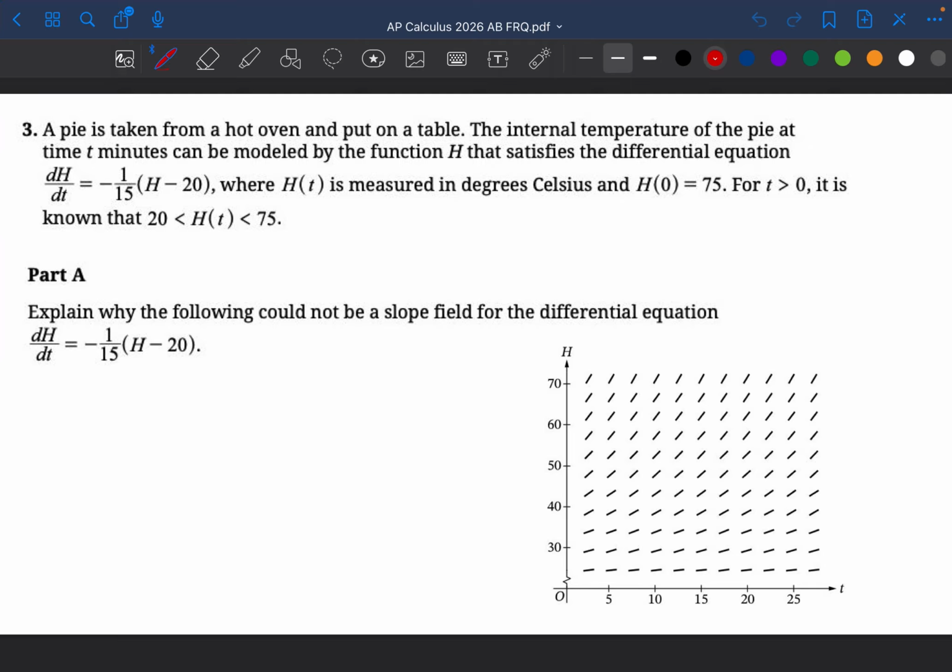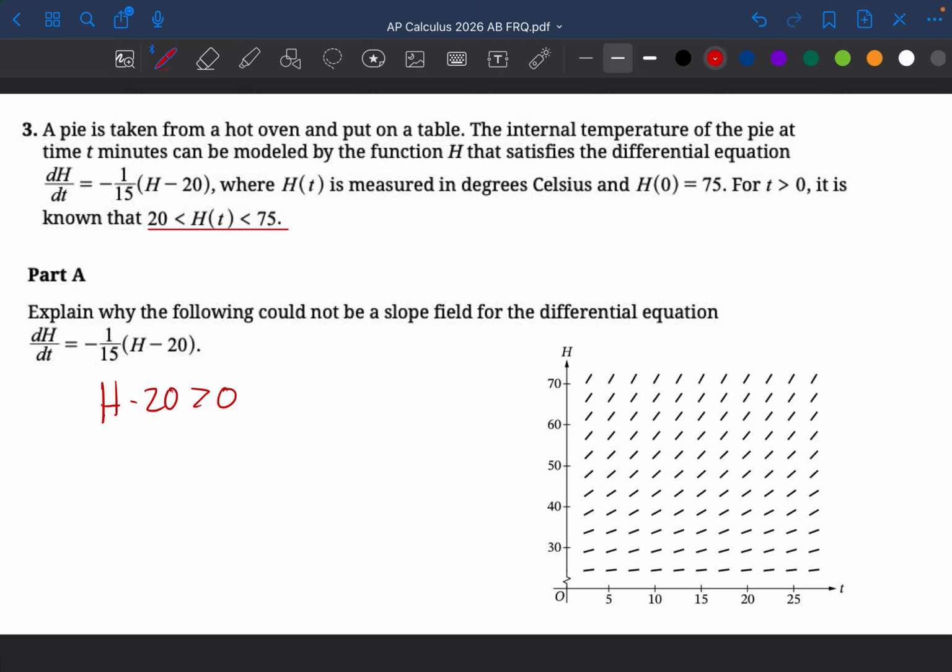For t greater than 0, it is known that 20 is less than h of t, which is less than 75. Now in part A, they tell us, explain why the following could not be a slope field for this differential equation. That's based on this given information, that 20 is less than or equal to h of t, which is less than or equal to 75. Because of that, we know that h minus 20 is going to be greater than 0. It can be anything, but we know that it's going to be positive.